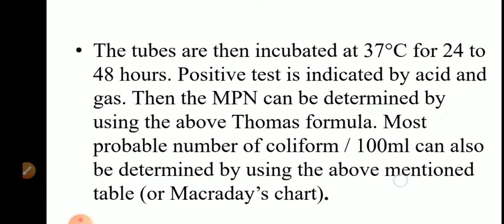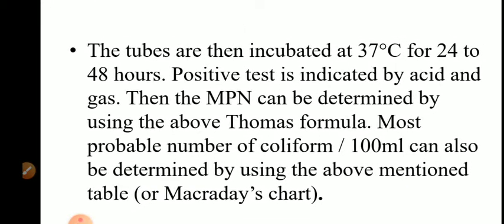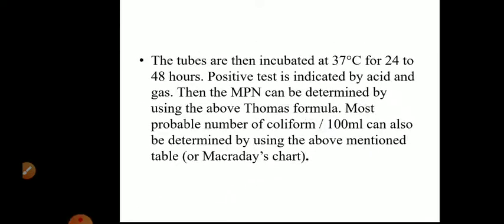Okay. All the tubes are incubated at 35 to 37 degrees Celsius for 24 to 48 hours. At the end of 48 hours, we have to interpret the result. If we get it within 24 hours, no problem. If we do not get the results in 24 hours, wait for another 24 hours. A positive test is indicated by acid and gas production. Then the most probable number of coliforms can be determined by using the Thomas formula, or in most cases, in routine practice, the most probable number of coliforms per 100 ml of sample can be determined directly by using the MPN chart that I showed you now, which is also called McCrady's chart.